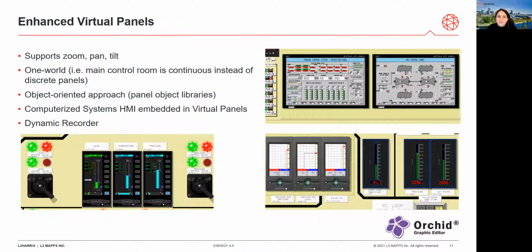Another neat feature is that we have computerized systems or HMIs embedded within the virtual panels. This is what you see here on the top right-hand corner of the figure, exactly as it would be within the main control room. The virtual panels have been created using a one-world view, meaning that the control room is continuous and not in discrete panels. Also, pan, tilt, and zoom are capabilities which are supported within the tool.